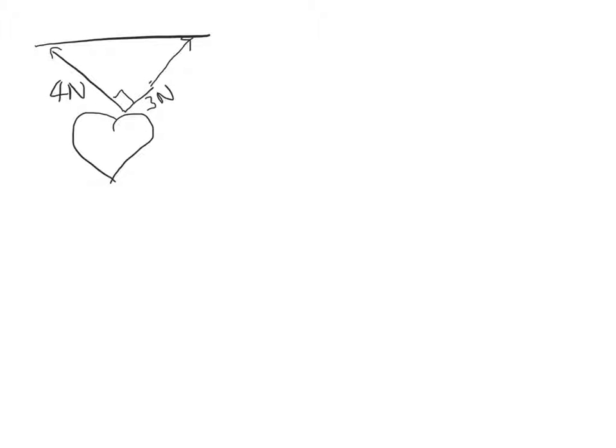Okay, here we have a pendant that hangs from two chains. So our two chains are here. They make a 90-degree angle to each other. On the left side is 4 newtons, on the right side is 3 newtons, and we want to find the weight of the heart pendant.